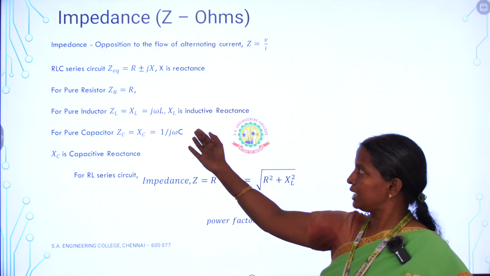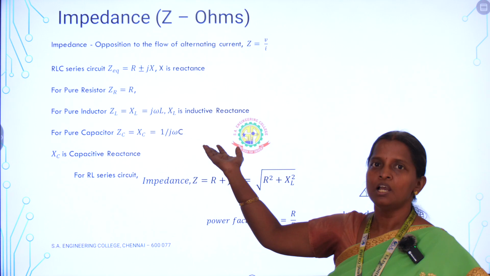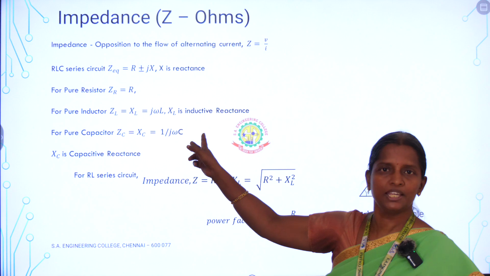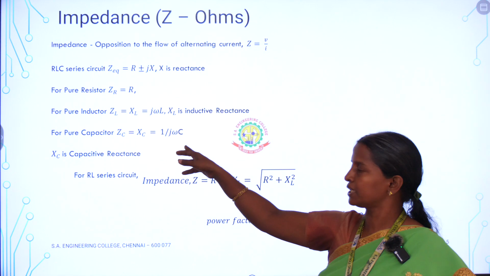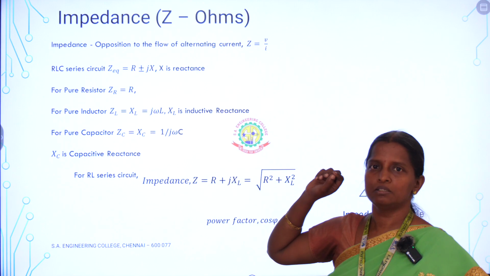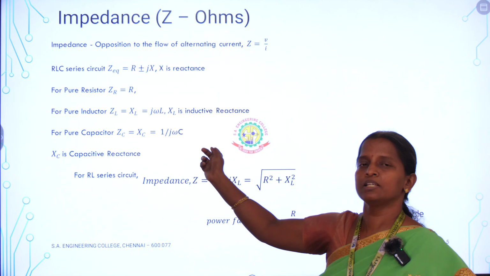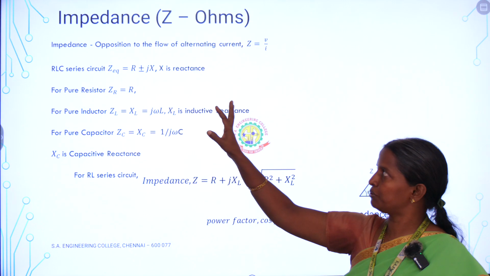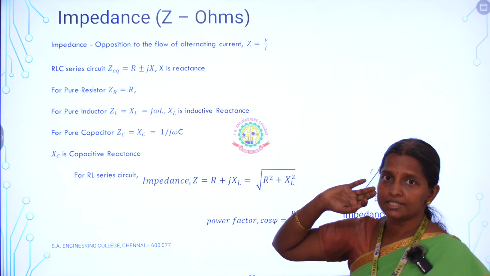Okay, and XL value is 2 pi FL, and that 2 pi F can be replaced by omega. So we can put j omega L also. Similarly, in case of XC, we have to put 1 by j omega C. We can put it like that, and we can add them, and we can find the Z equivalent for an RLC series circuit.